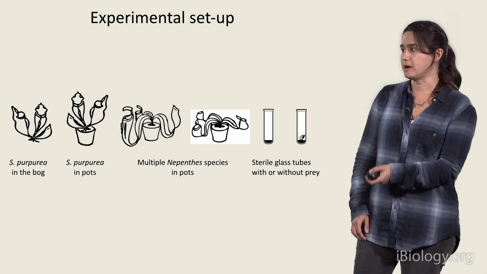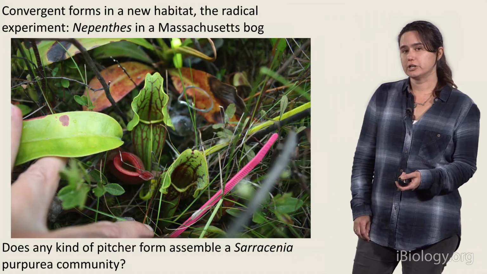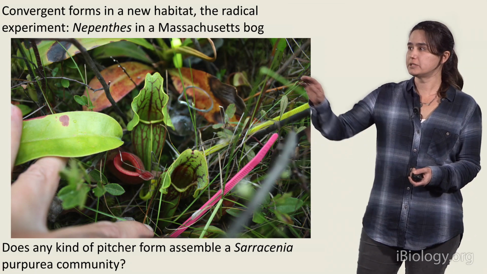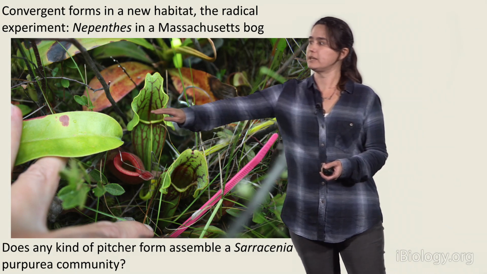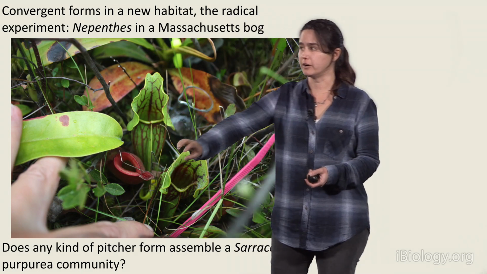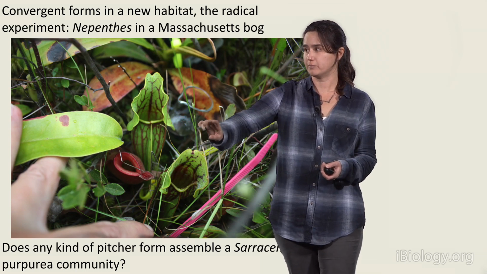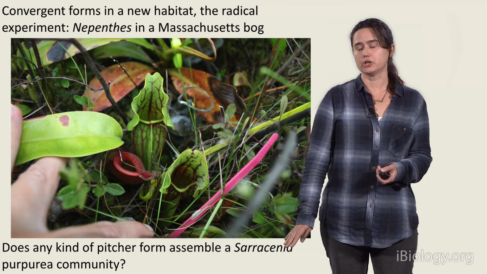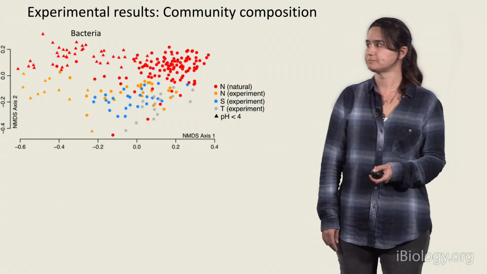So this is the experiment, and it's really about the most radical test of convergent interactions you could probably imagine. So we put these convergent forms together. You can see the glass tube, you can see the Sarracenia, and you can see the Nepenthes all together here in a shared space in the bog, and we replicated this across the bog. And the question is, does any kind of pitcher form assemble a Sarracenia purpurea community?